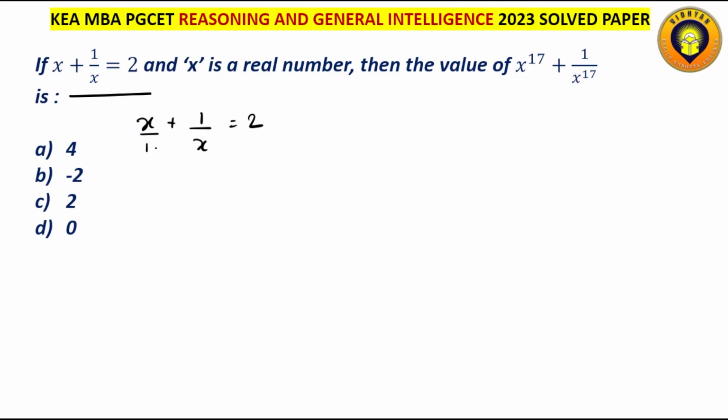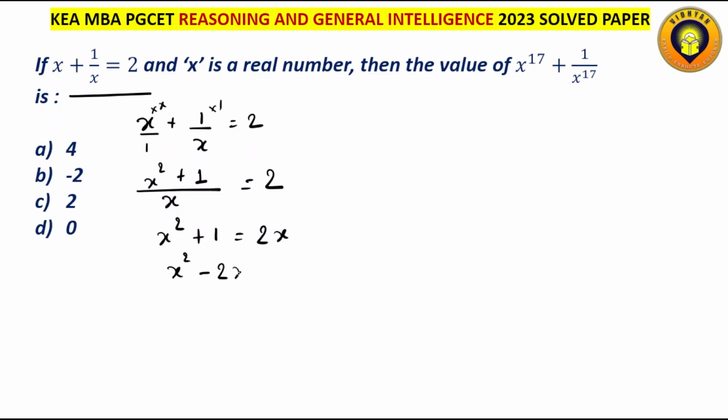So here 1 is in the denominator, here x is in the denominator. LCM is x, right? So 1 into x is x, therefore x into x becomes x square. x into 1 is x, therefore 1 into 1 is 1, which is equal to 2. So therefore x square plus 1 is equal to 2x. x square minus 2x plus 1 is equal to 0. So you get this equation.